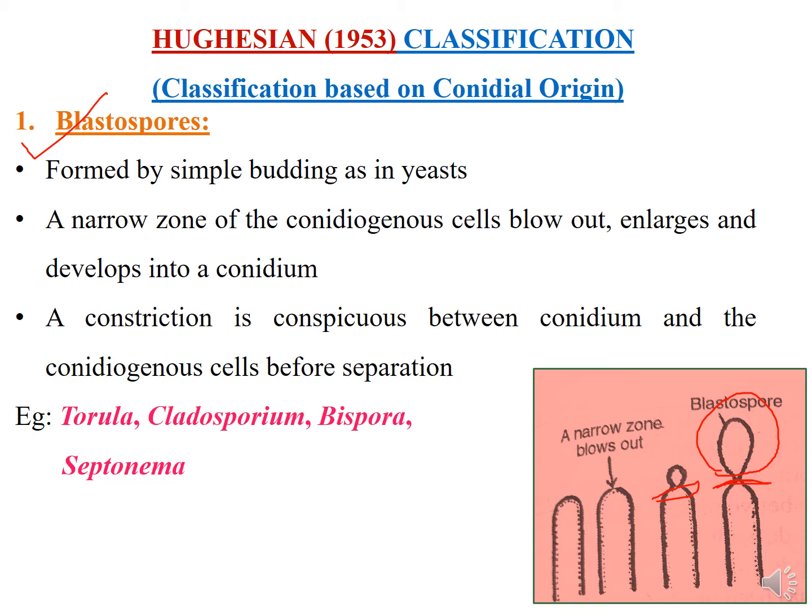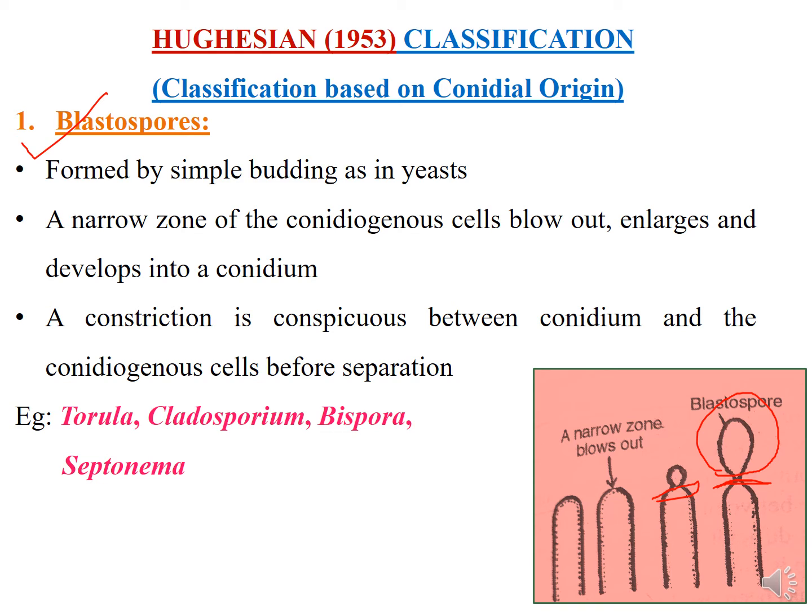So before separation, a constriction is formed between the conidiogenous cells and conidia. After that, the conidia separate from the conidiogenous cells. What are conidiogenous cells? These are specialized cells formed within the hyphae, from which the conidia will develop.